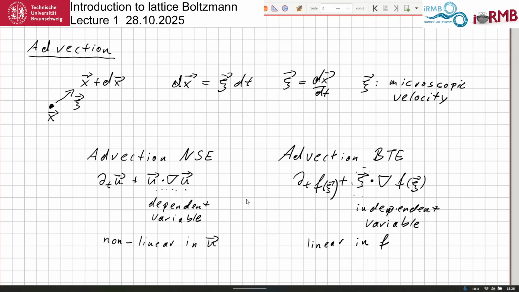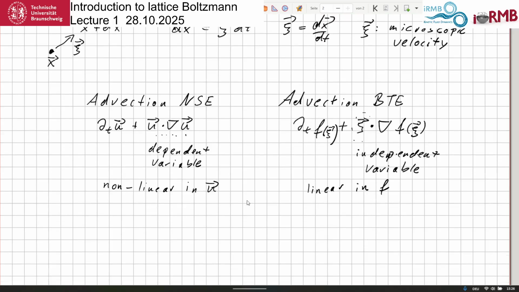Of course, if you know something about mathematics, you know that the Boltzmann equation cannot be entirely linear, because you cannot transform a linear system into a non-linear system. That doesn't work. So there is something non-linear in the Boltzmann equation too, and actually this comes with the collision.